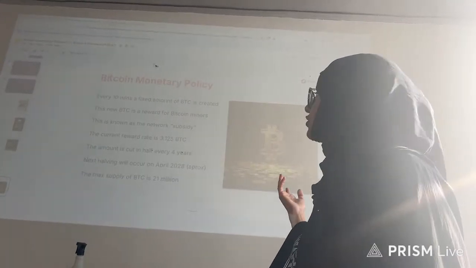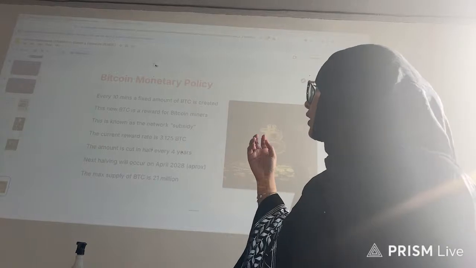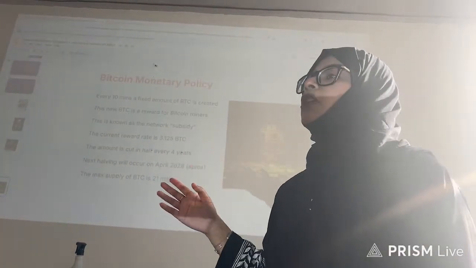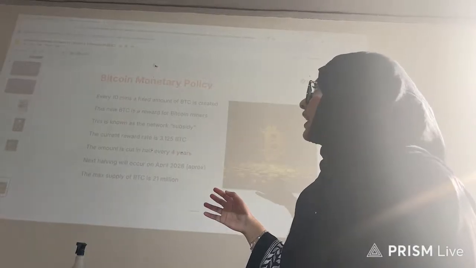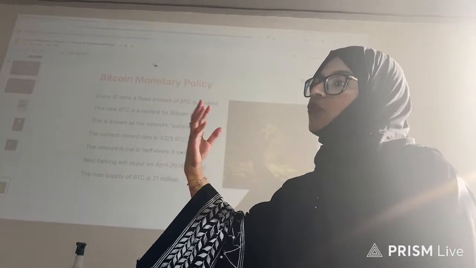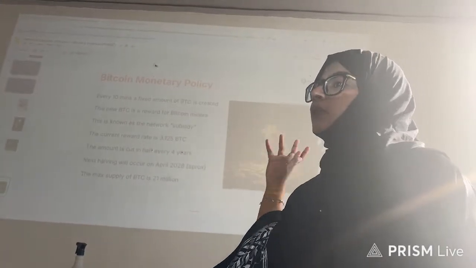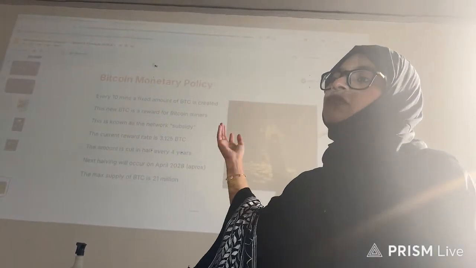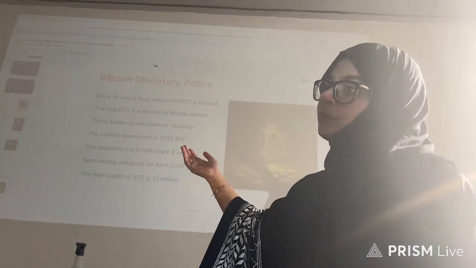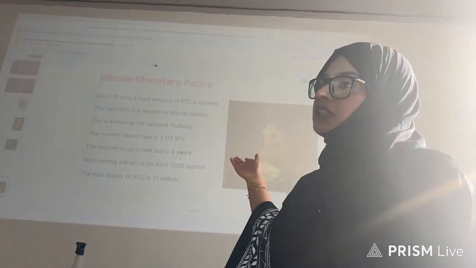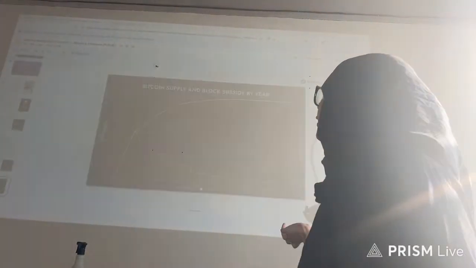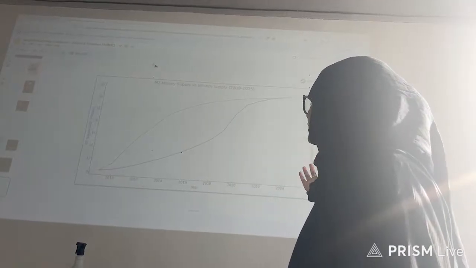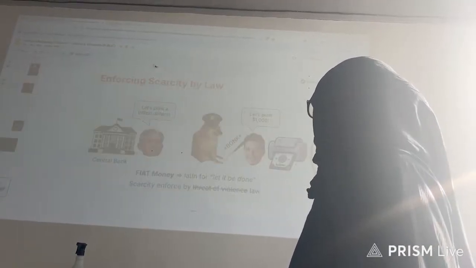Now, how is Bitcoin trying to solve this? In terms of Bitcoin, every 10 minutes a fixed amount of BTC is created, right? And these miners get rewarded each time they are able to mine a block. And the reward gets cut in half every 4 years, which is called the Bitcoin halving. Currently, the reward rate is 3.125 BTC. And this is just how the BTC supply versus the current fiat money supply works.